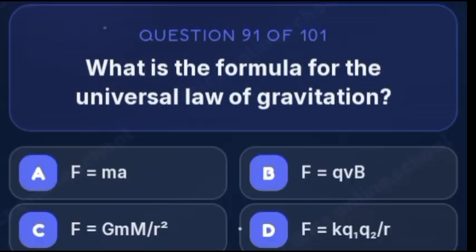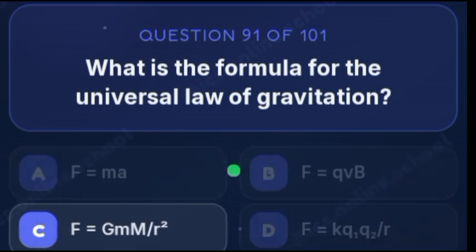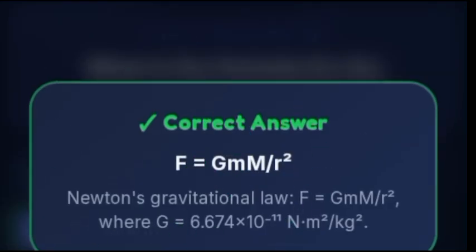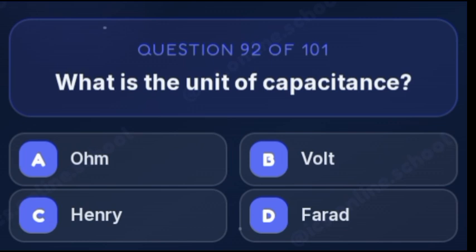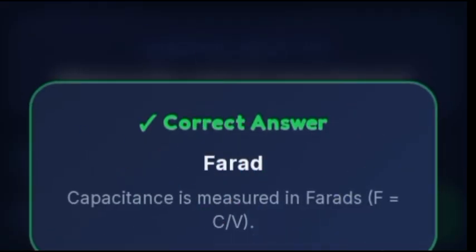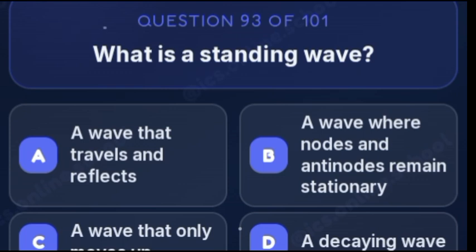What phenomena occurs when two waves of slightly different frequencies interfere? The beat. What is the formula for the universal law of gravitation? This one, GMm divided by r square. What is the unit of capacitance? Farad.